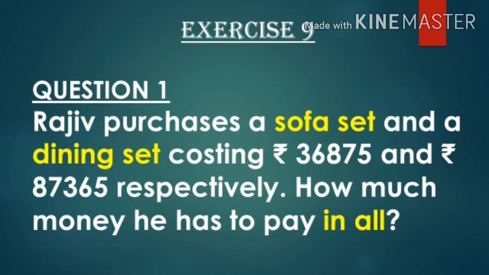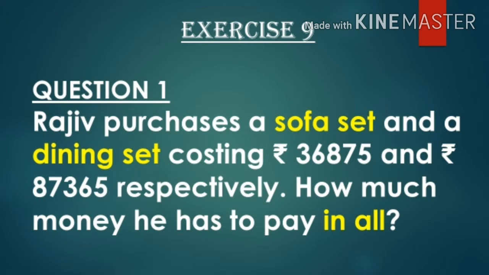Rajiv purchases a sofa set and a dining set costing rupees 36,875 and 87,365 respectively. It means the cost of sofa set is 36,875 rupees, while the cost of dining set is 87,365. Now you have to find out how much money he has to pay in all.